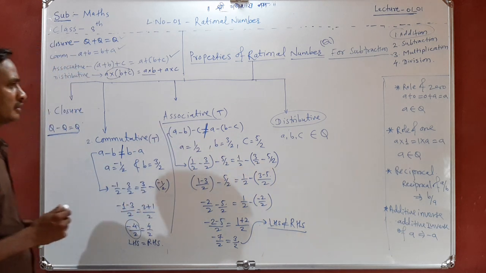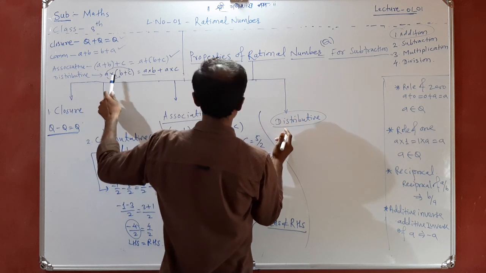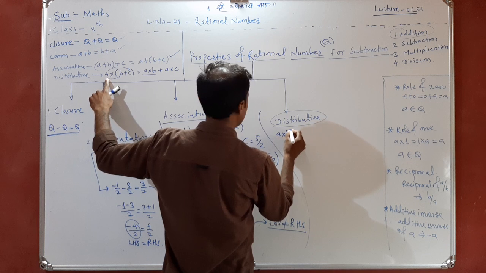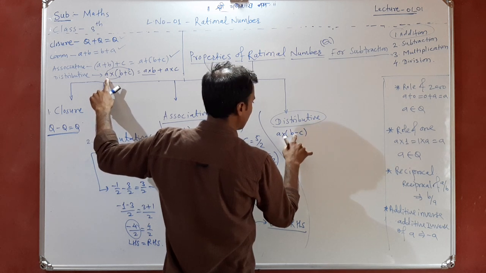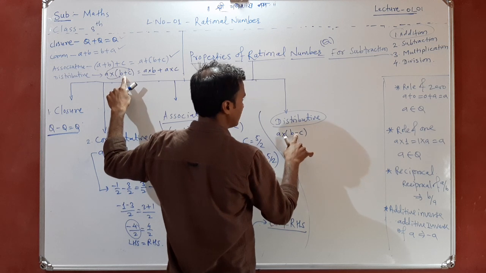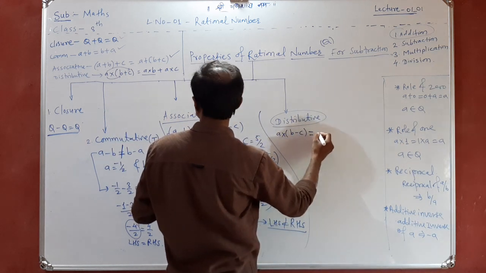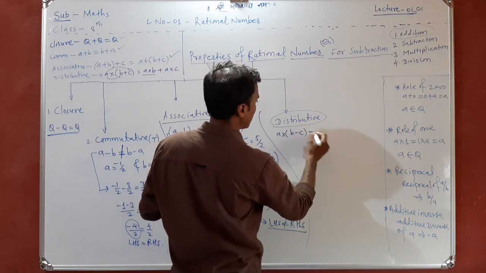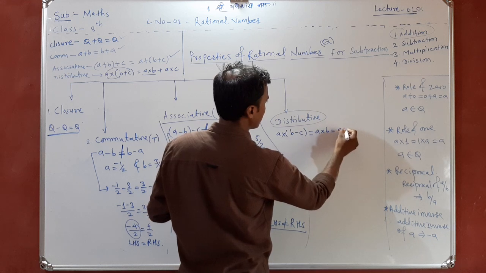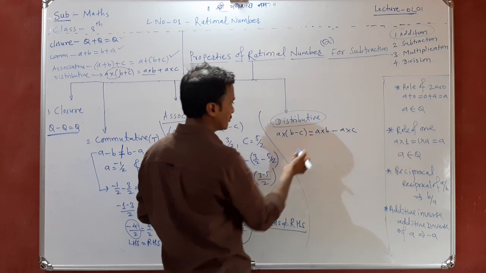Next, the distributive property for addition is given. Now we have to write this property for subtraction: a multiplied by (b - c). Why am I writing minus here? Because earlier it was the property for addition, and here this property is for subtraction. It is equal to a multiplied by b minus a multiplied by c. This property is true.